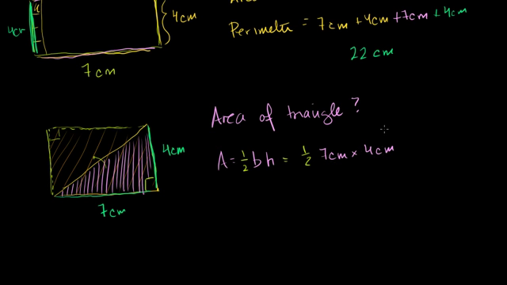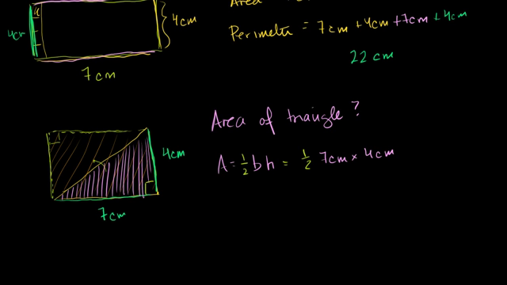We know what 7 times 4 is, we already know it's 28 centimeters. We did that up there. So this right here is 28 centimeters. And then we want to multiply that by 1/2. So it's going to be 14 centimeters, just like that. So the area of this triangle is exactly half of the area of that rectangle.